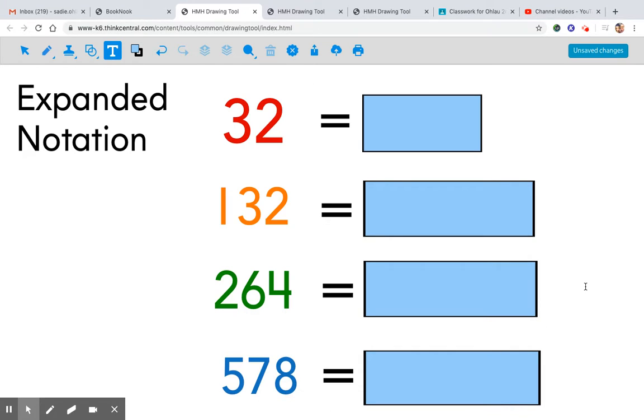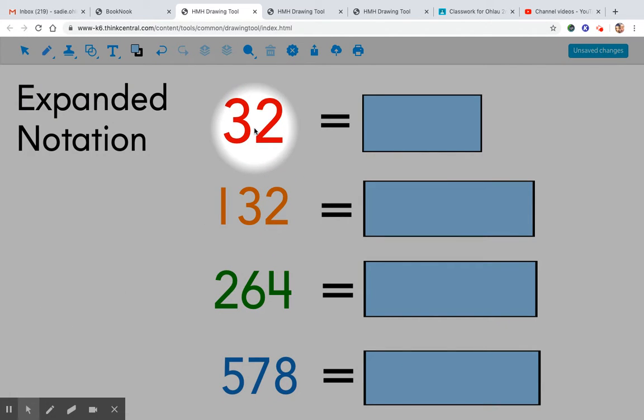Good morning, everybody. Today we're working again on expanded notation, where we kind of break the number apart to show what it means. We're going to do a little bit of practice before we move on to some of the problems that you'll be looking at today. So let's start here with 32.